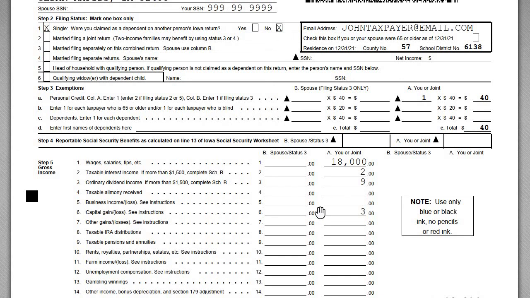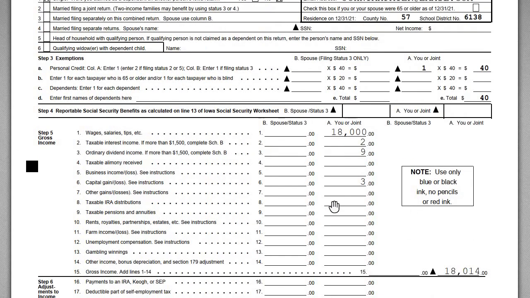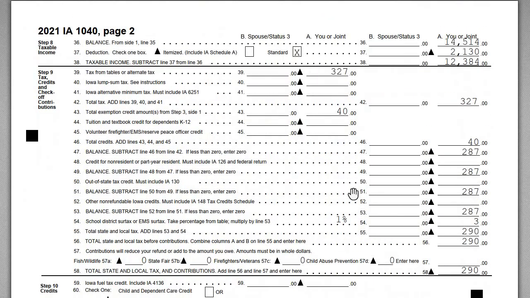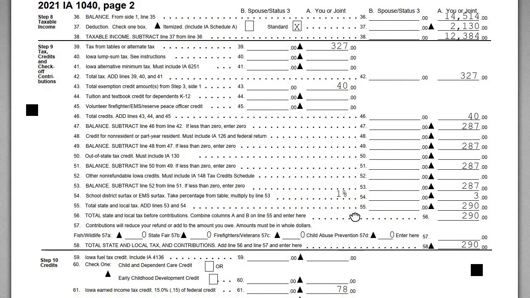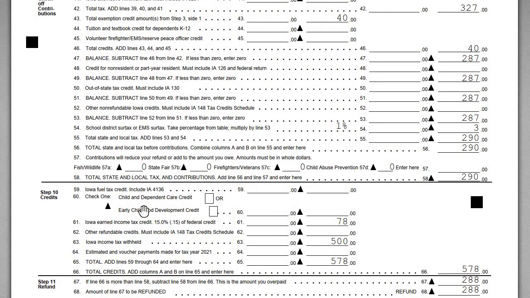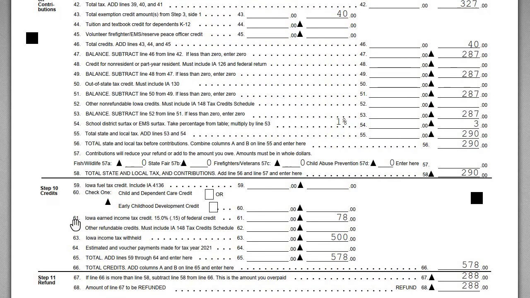Now, the earned income tax credit for Iowa is going to be 15% of the federal EIC. Now, they don't have a separate schedule necessarily to compute the EIC. It's just reported as a step on the Form 1040. So if you go to step 10 for credits, you can see we have a variety of credits here: fuel tax credit, child dependent care credit. Line 61 on the 2021 Iowa return, we can see Iowa earned income tax credit 15%. So it's 15% of that federal credit. So if you take $521 times 15%, that's how you arrive at the $78.